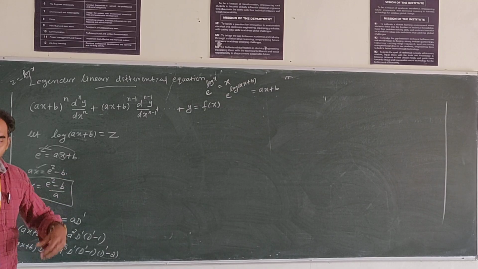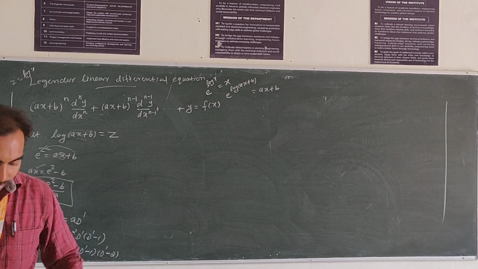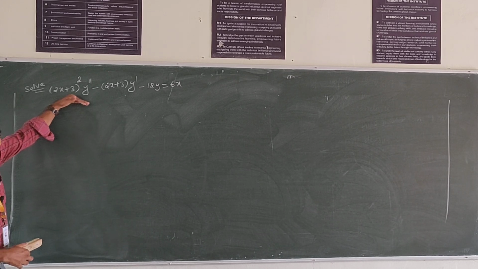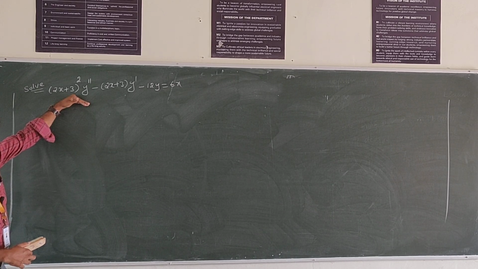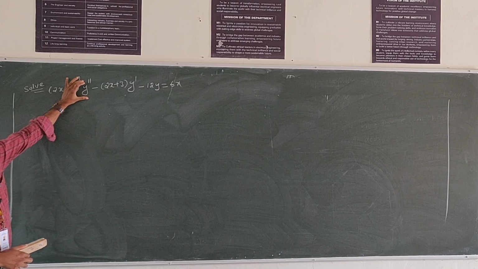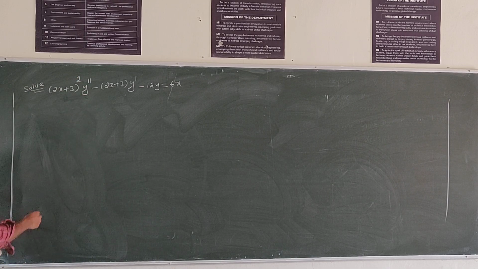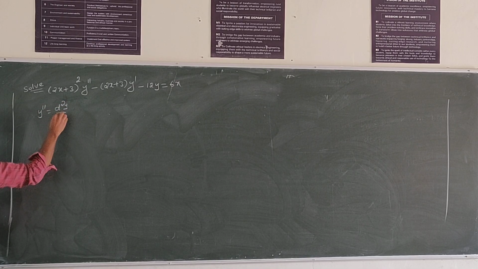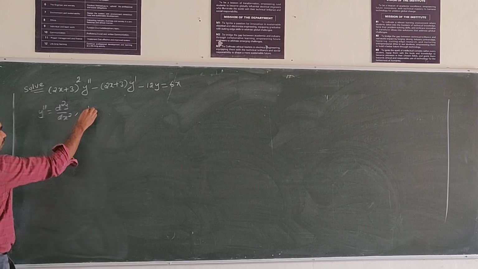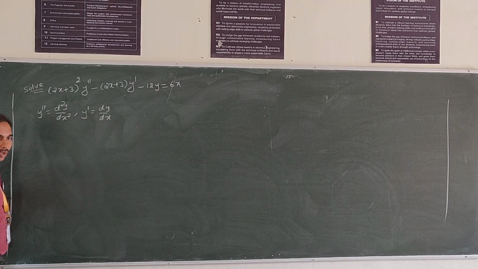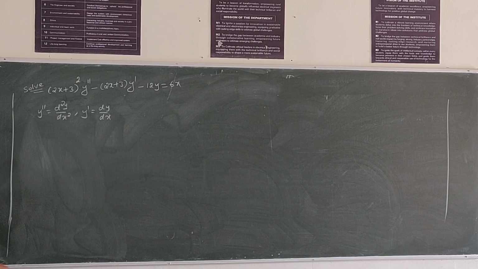Write a problem. All of you listen. This is a Legendre type. We know that y double dash represents d square y by dx square, and y dash is dy by dx. So just apply the values here.